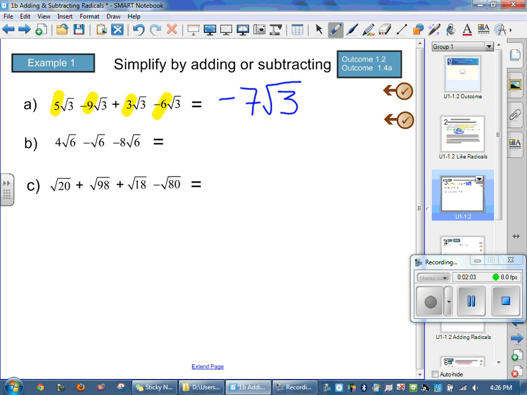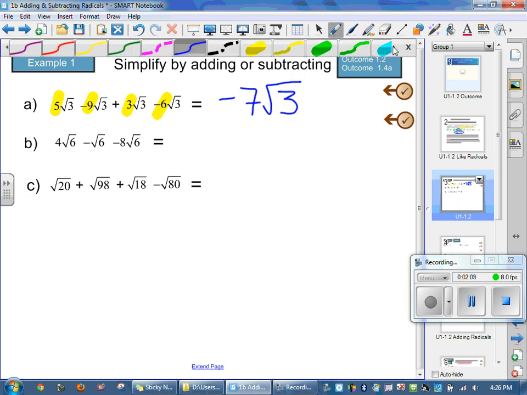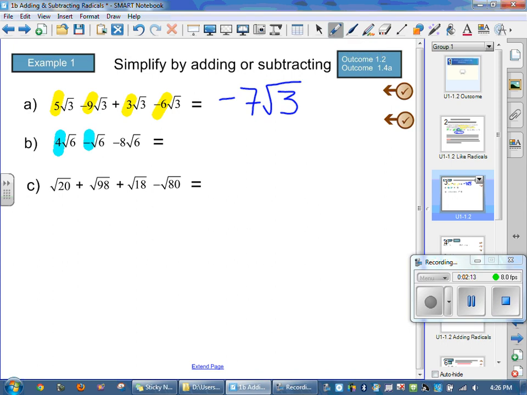Same on letter B, you've got all root 6's. So in your root 6's, we are now able to add the numbers in front. I've got a 4, a negative 1, and a negative 8. I add those together and I get a negative 5 root 6. Again, the radicand does not change.